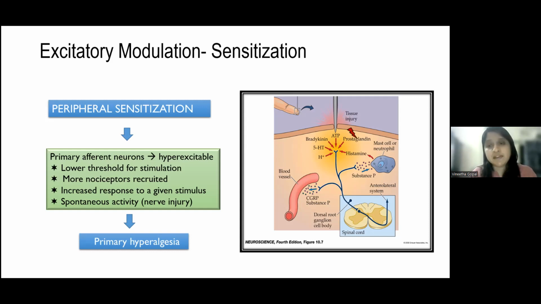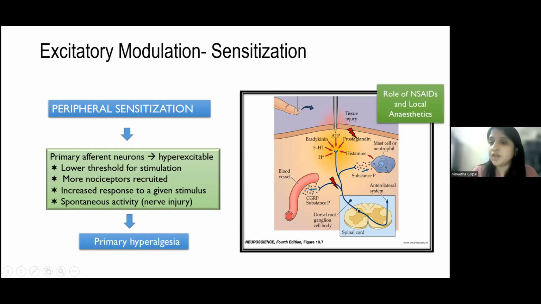Now, how can we prevent this? One is you attack here. You target the prostaglandins because that is one important component of the inflammatory soup. So how do we attack the prostaglandins? What is the drug that inhibits the production of prostaglandins? NSAIDs. The second target is here. We stop the nerve conduction. How do we do that? With the help of local anesthetic nerve blocks. So peripheral sensitization can, to some extent, be targeted by using NSAIDs and local anesthetics.